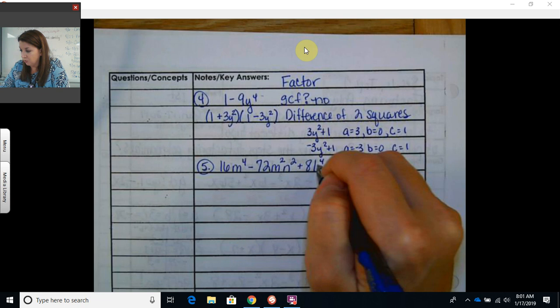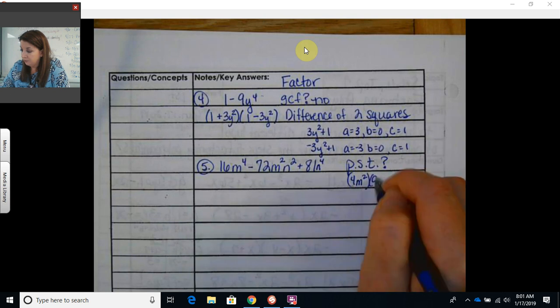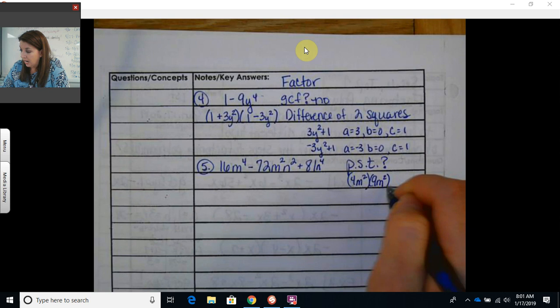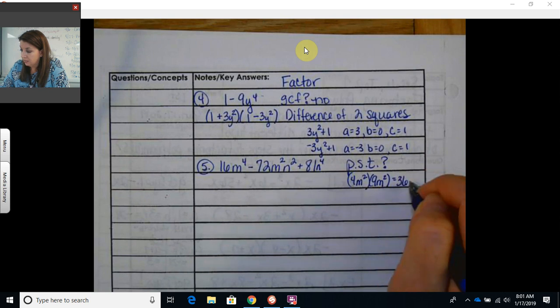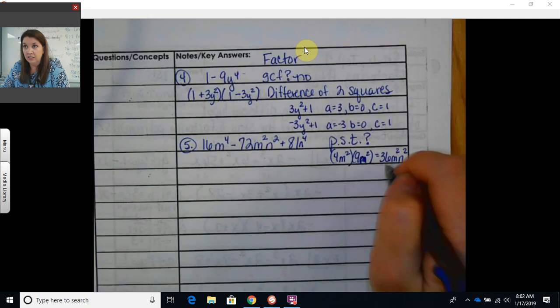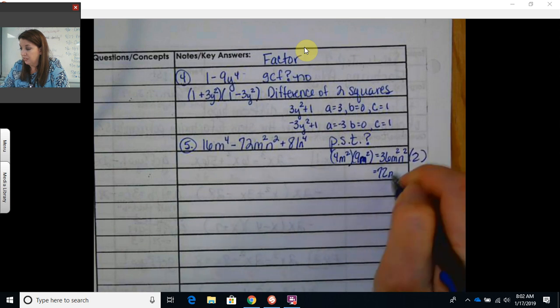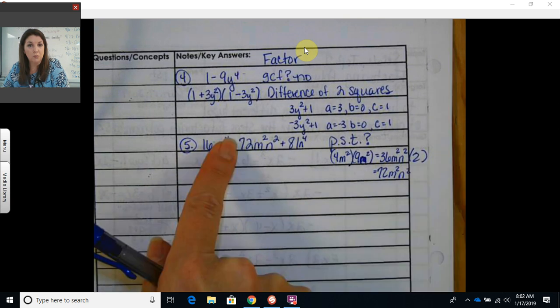What's the square root of the last term? 9n squared. So if I multiply those two together, I get 36m squared n squared. That's not my middle term, but I still need to do one other thing, which is what? Double it, and you're just doubling the coefficient, right? 36 doubled is 72m squared n squared. So is it a perfect square trinomial, and it doesn't matter what that sign is? Yes.